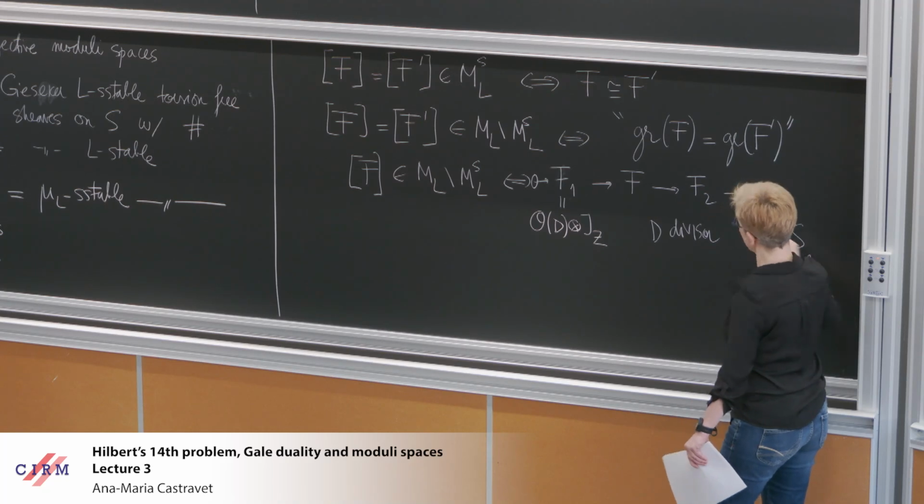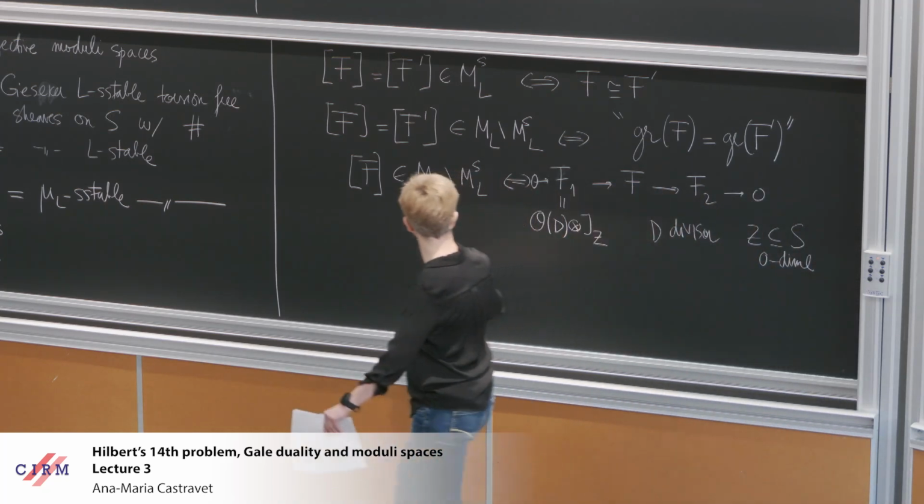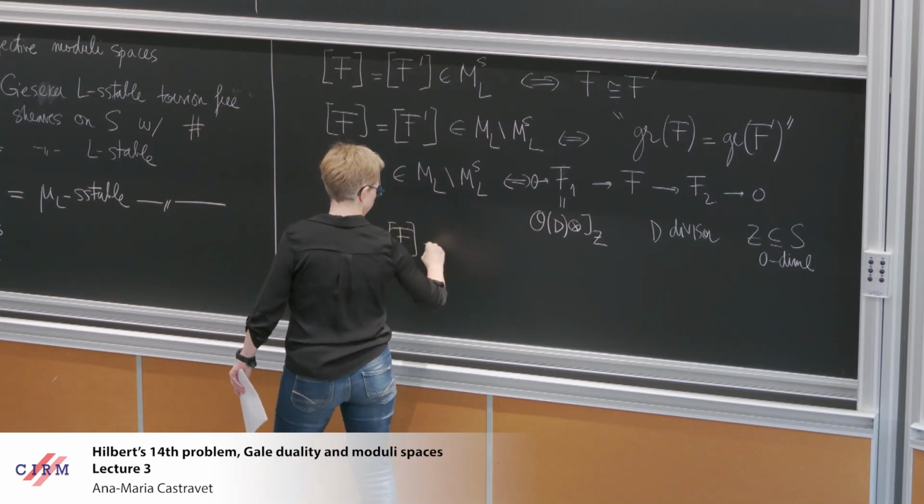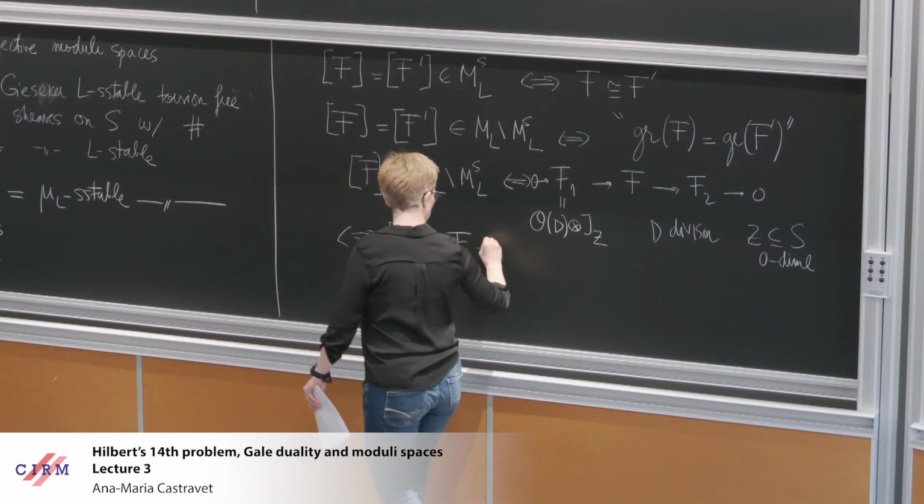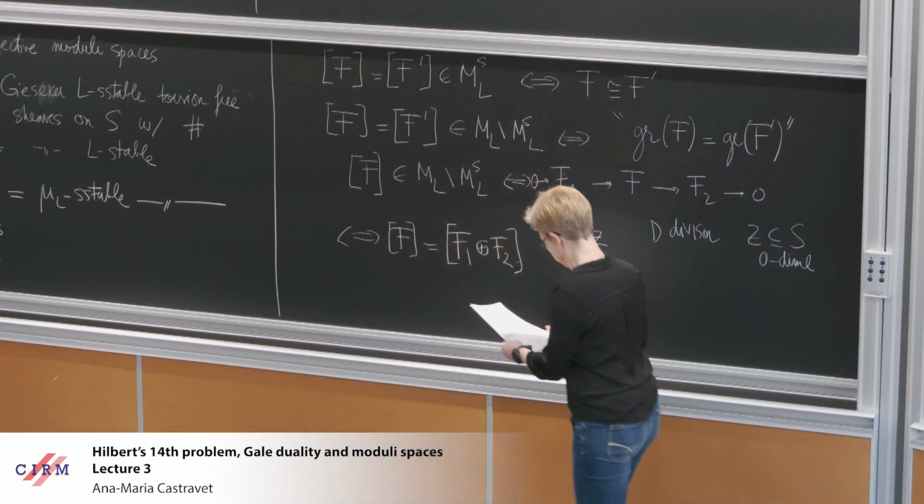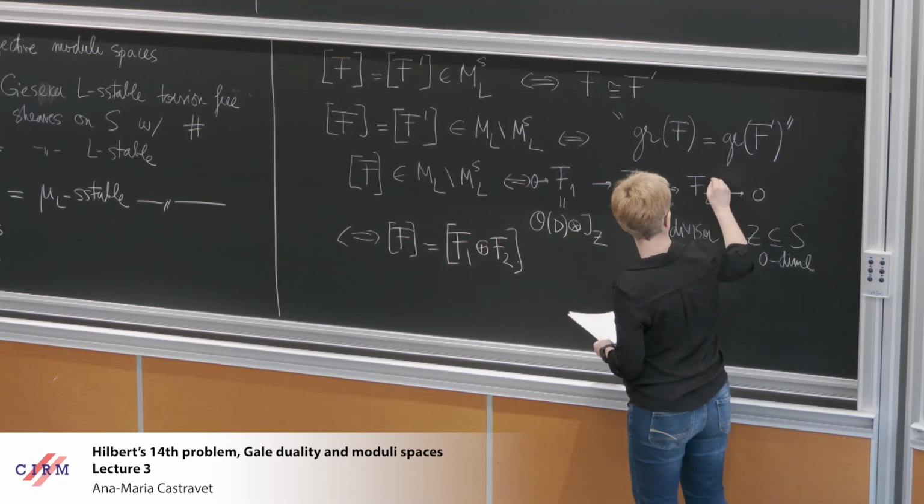And then these are the pieces of the Jordan-Holder filtration. That is to say, the direct sum of these two will give the same object in the moduli space. So same here, this is also a sum.